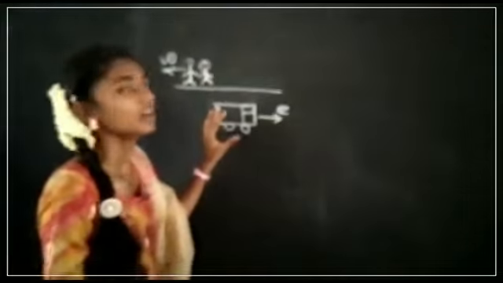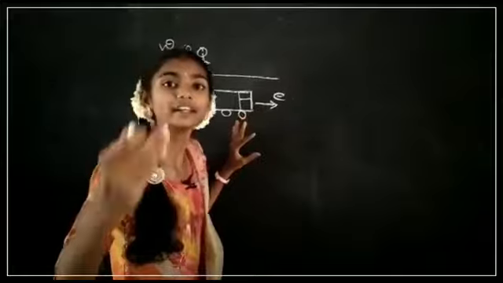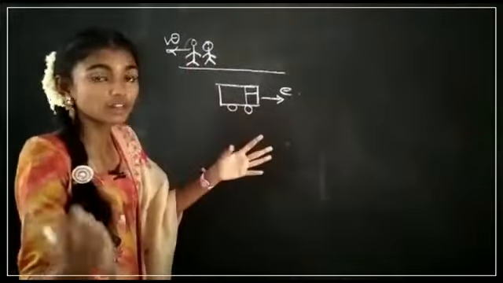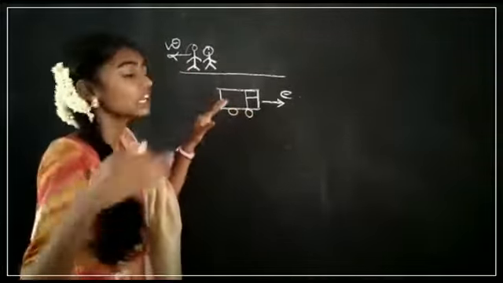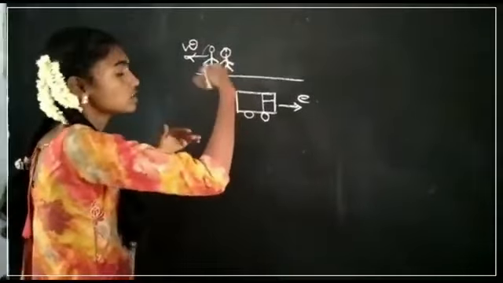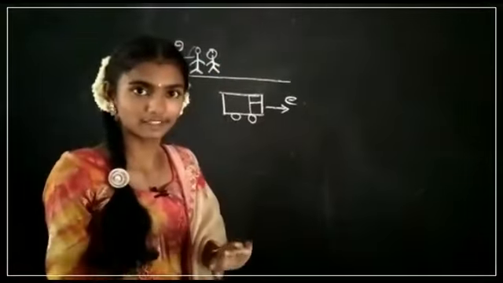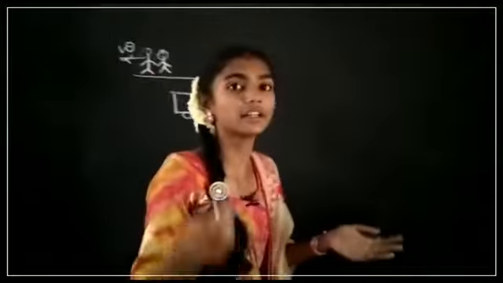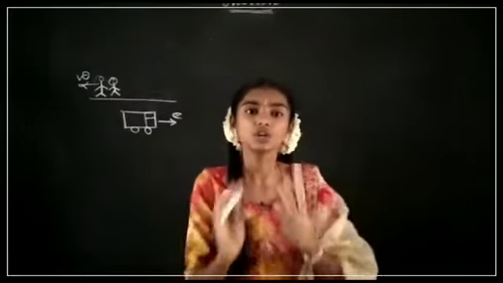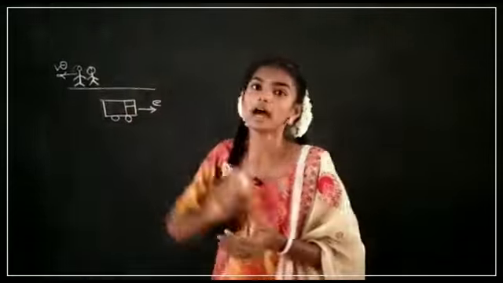So here motion changes depending upon the observer. If the observer is in the bus, it is one way. If the observer is outside of the bus, it is another way. So motion changes depending upon the observer. So motion is relative to the observer.